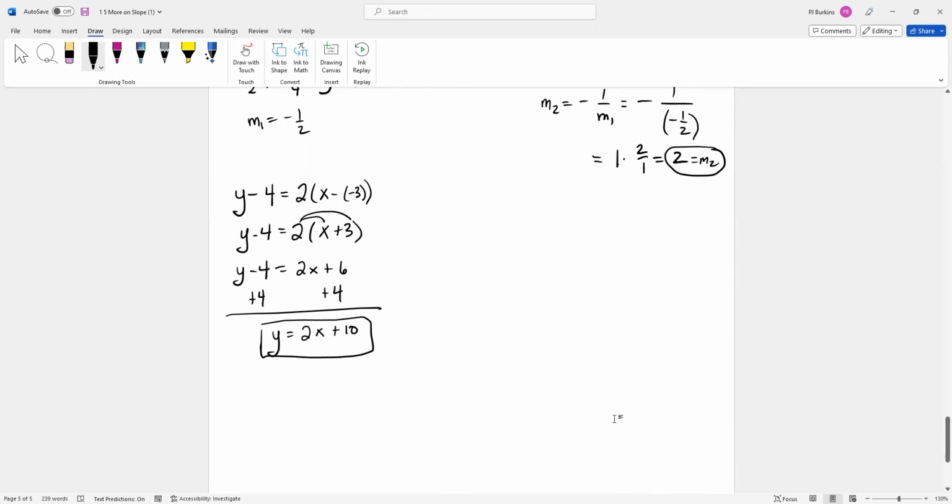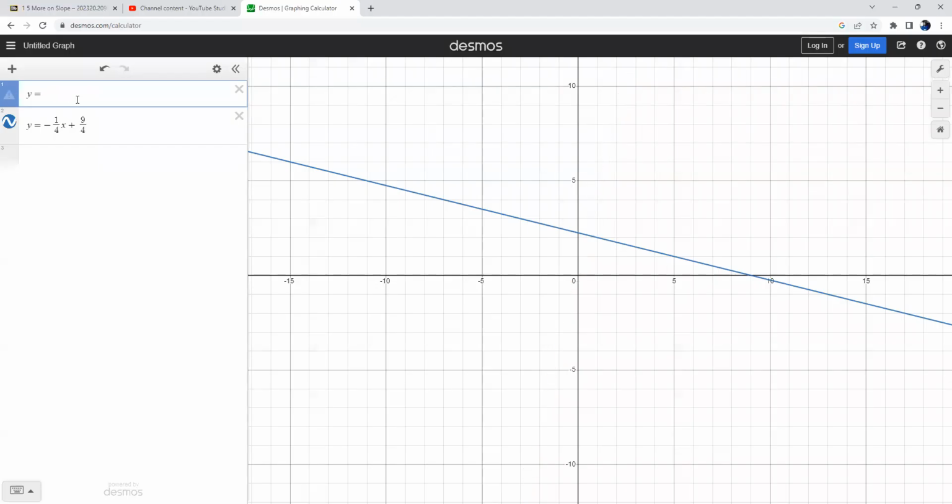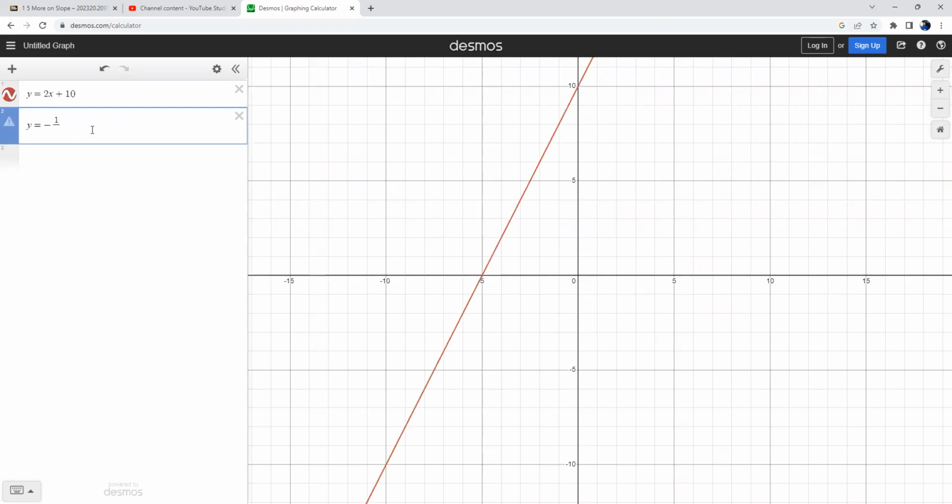So again, let's go ahead and hop over to Desmos. So I need the line y equals 2x plus 10. That's the one we just found. And this line was minus 1/2 x, I believe minus 7/2. I'll double check. Yep, minus 1/2 x, I'm sorry, minus 7/4.